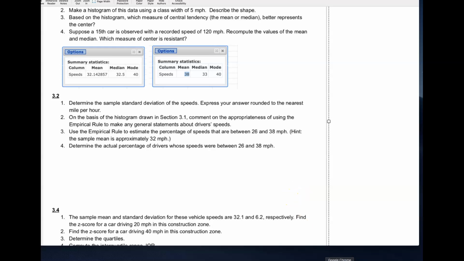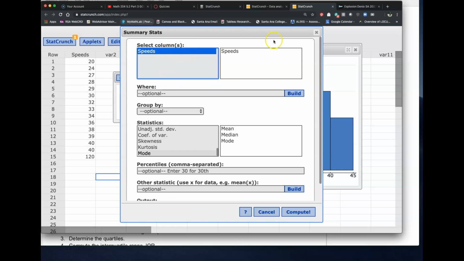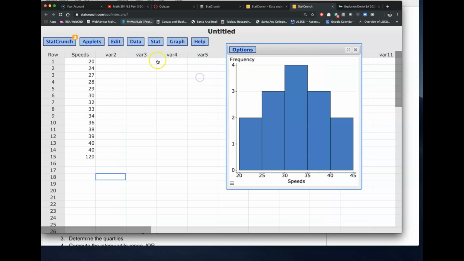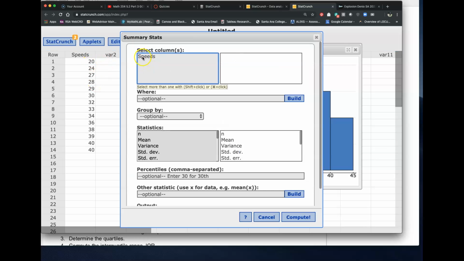We would do that not by hand, but with summary statistics. Let's do that from the beginning again. Let me remove the 120 this time, the outlier. You'd go Stat, Summary Stats, Columns, and then we want speeds in the columns. In this case, we're looking for standard deviation. This is the sample standard deviation. Later on, the unadjusted is the population standard deviation, but we'll take the sample one.